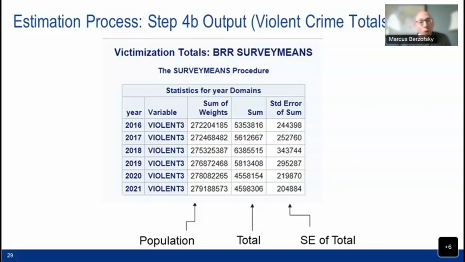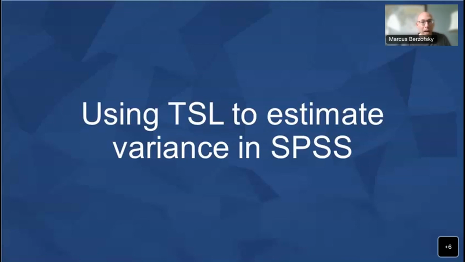But anyway, this is the total number of violent crimes in 2016, and this is the standard error for that. You can see that. And these numbers I checked. All these numbers will match what's in the BJS crime victimization bulletins. But there's your outcome. So with that, I will pass it to Erica so that she can give you an equivalent example of Taylor series in SPSS.